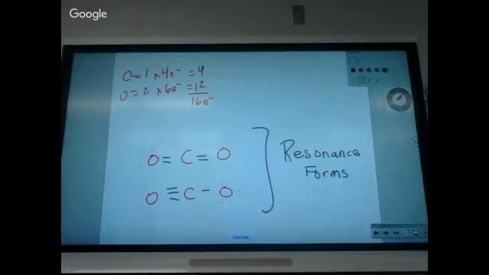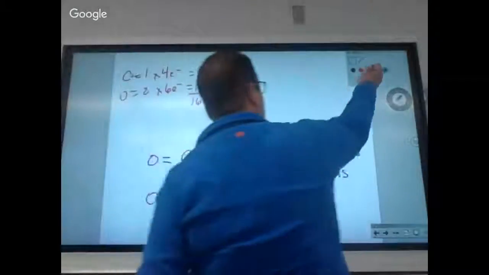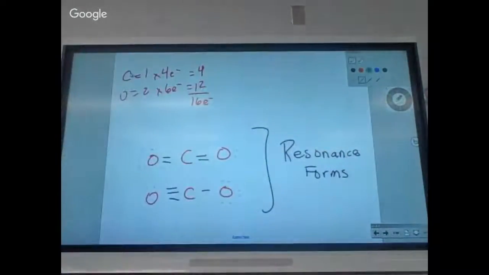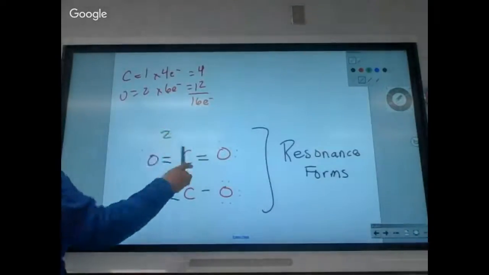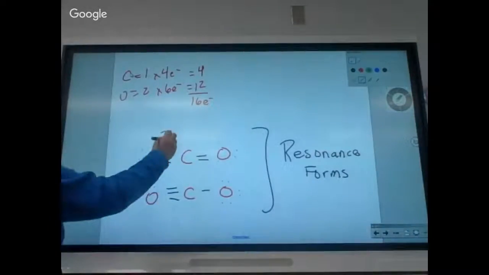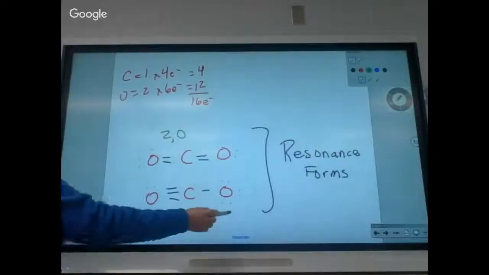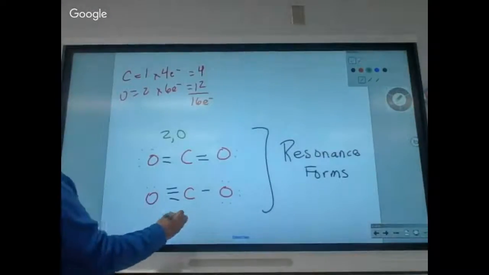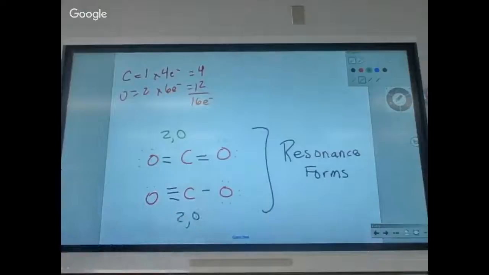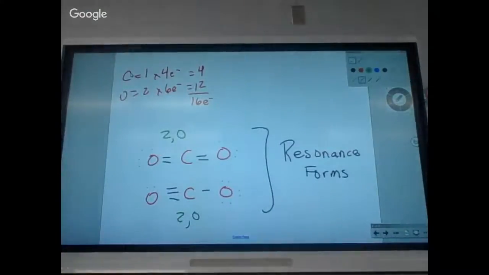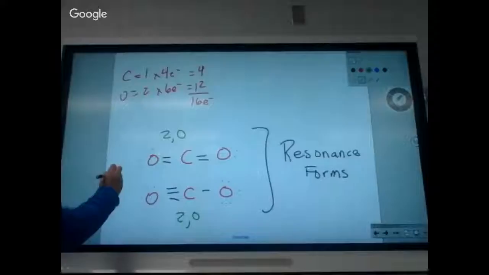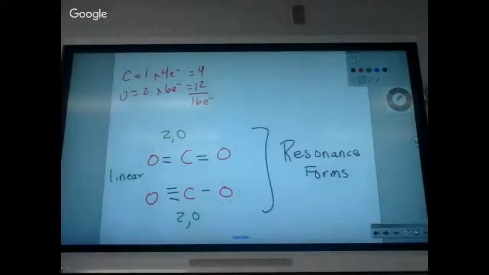Now, does it change their geometry? You're right, Javante. The answer is no. When you look at the C, how many O's are coming off the C? So 2. How many lone pairs on the C? 2 and 0. If you look here, how many O's are coming off the C? How many lone pairs? So the geometry is still 2 and 0. What's 2 and 0? Still linear. So both of them are linear. It will not change the geometry. Will it change whether it's polar or non-polar?